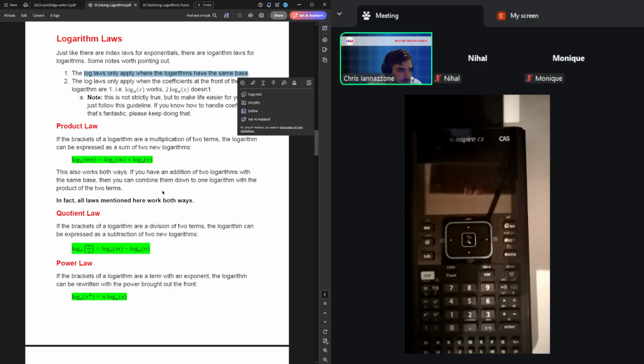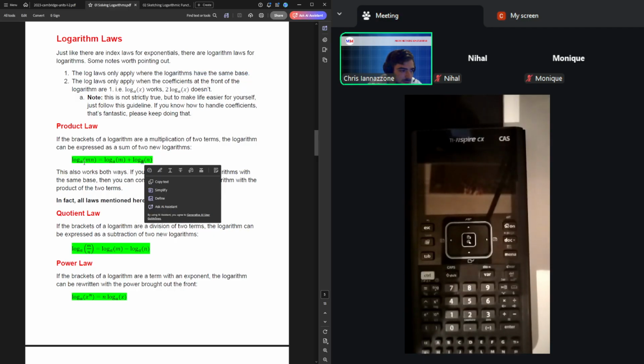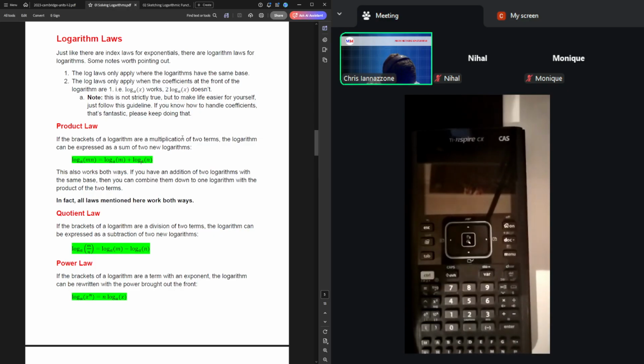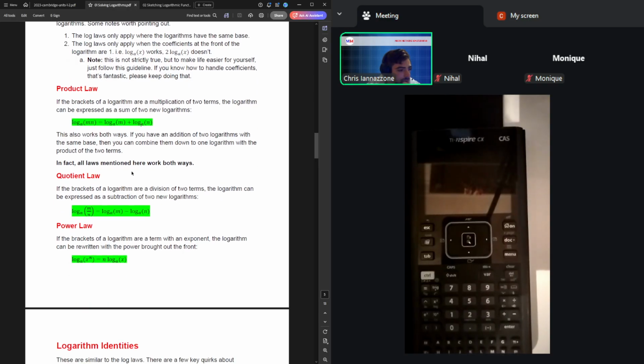Definitely worth highlighting. These log laws only apply for logarithms that have the same base. If this was log 2 and this was log 3, you don't suddenly get a log 5 or anything like that. They just flat out will not combine. So you have to make sure that they have the same base, at least for those two.